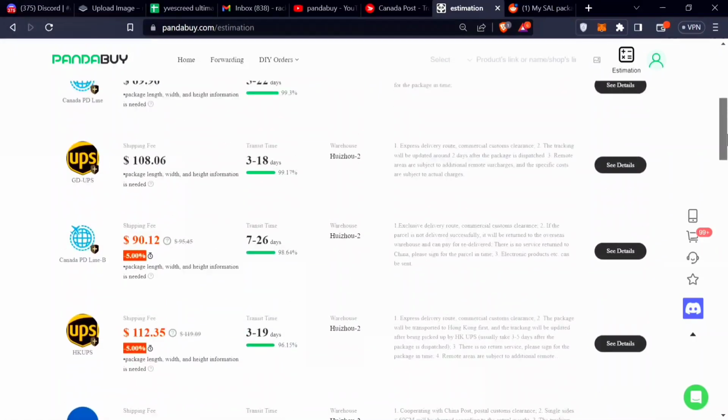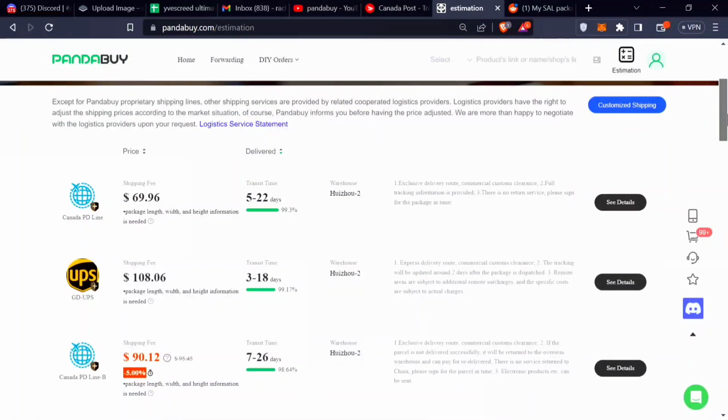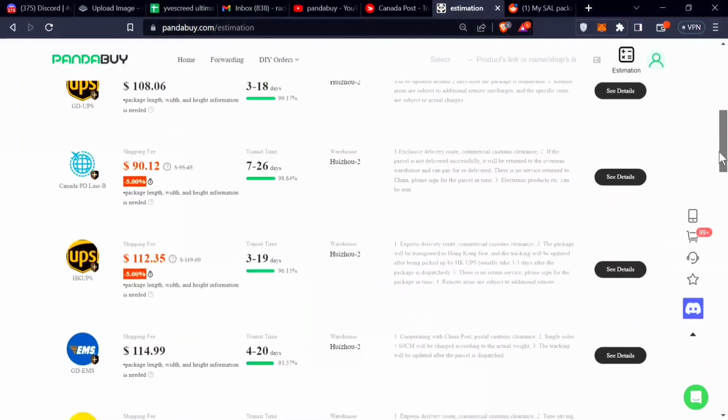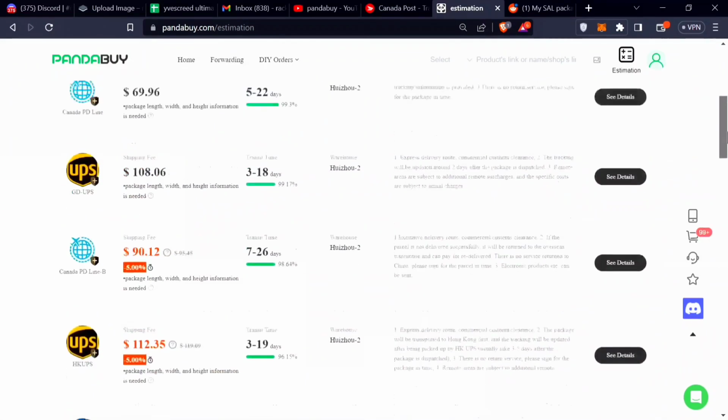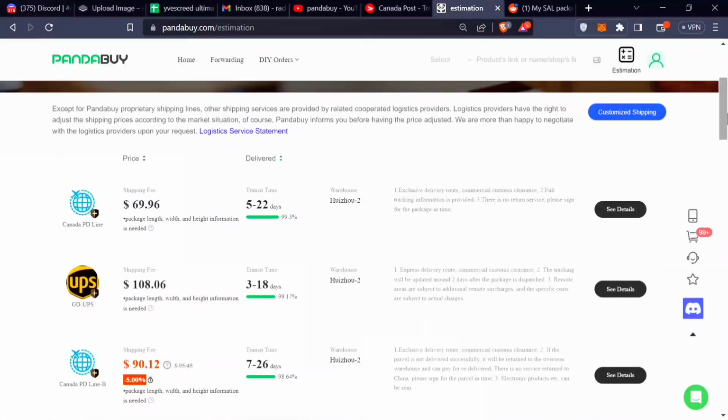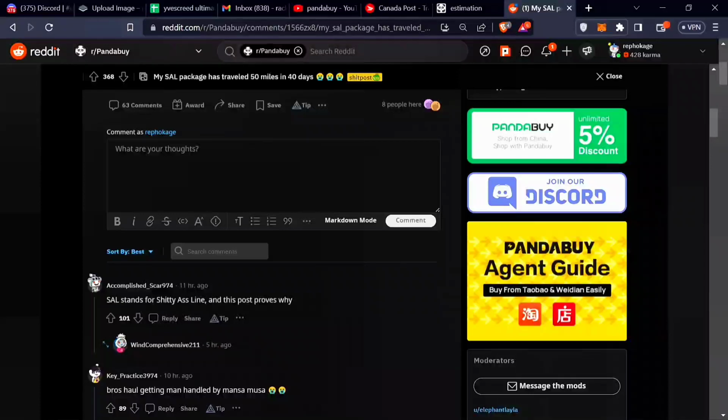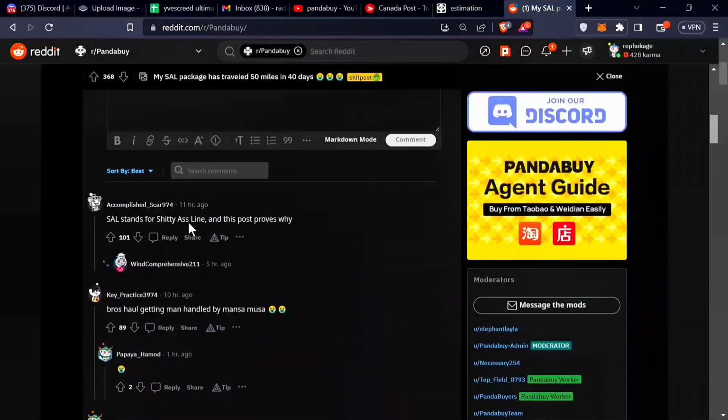Just use the extra for this line right here, Canada PD line, the first one right here. If you see the difference, this is 50, this is 70, $20 higher, but you get this within a week. I got my package twice within a week using this, and so people are still waiting for more than 40 days. So if you want to get your package ahead, just use Canada PD line or Canada PD line B. Both of these lines are really good. And we're using SAL. You know, we all know what it stands for now.